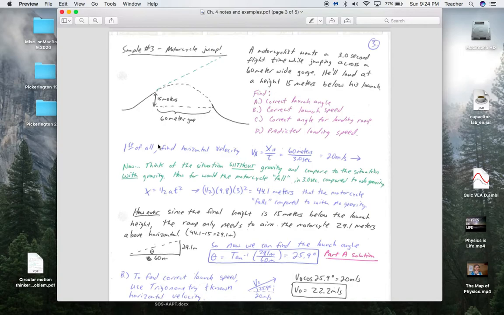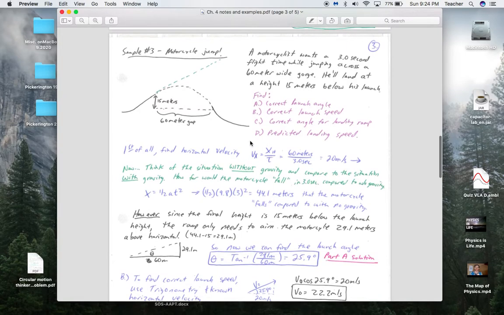So, with that being said, first of all, I think I can find the horizontal velocity, because if I want this to take 3 seconds, and I know that the horizontal velocity doesn't change, I know that I'm going to cross 60 meters in 3 seconds, so that gives me a horizontal velocity of 20 meters per second.